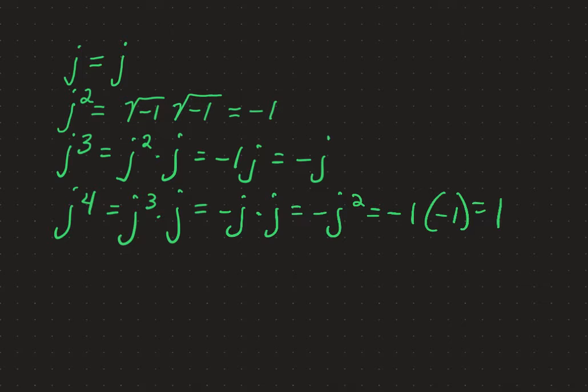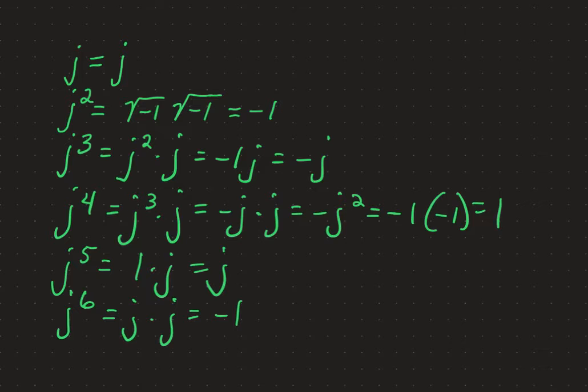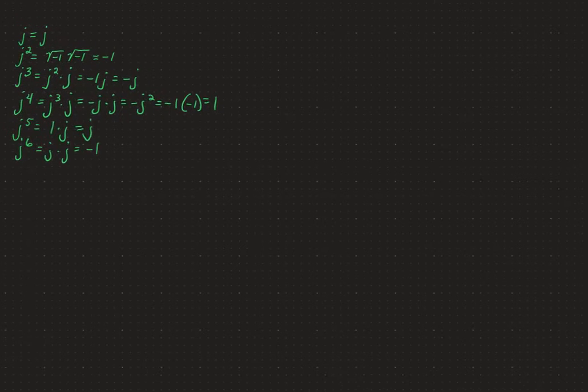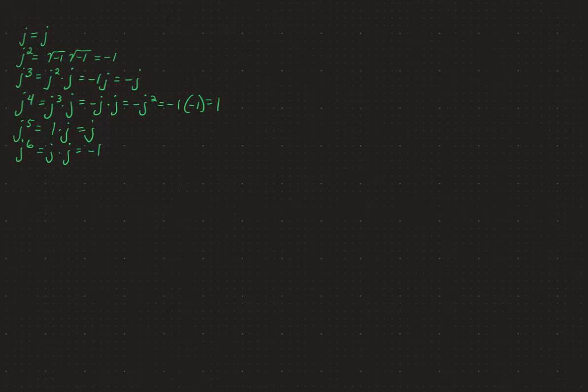And we go around and around and around. J to the fifth would be 1 times j, or j. J to the sixth would be j times j, or -1, etc. So going around and around. Maybe there's a mnemonic device we can use to remember this.